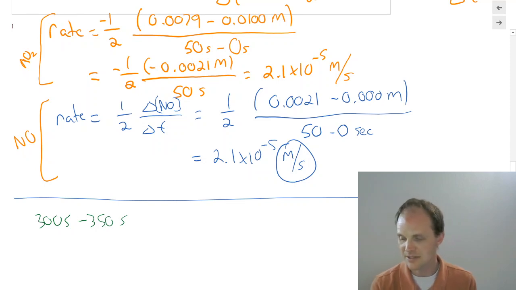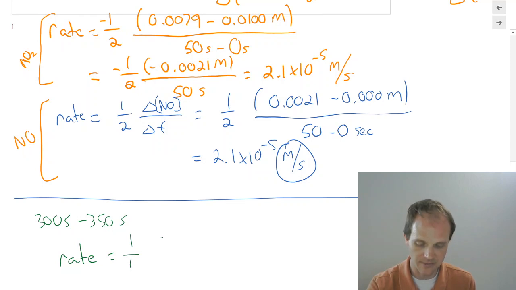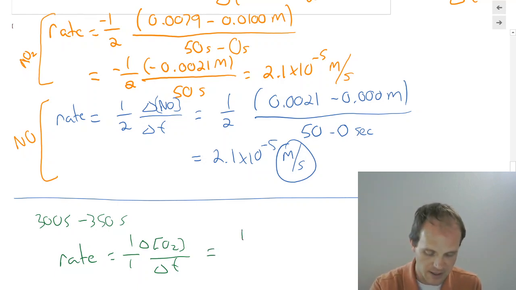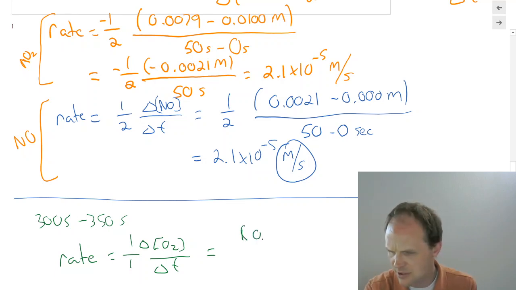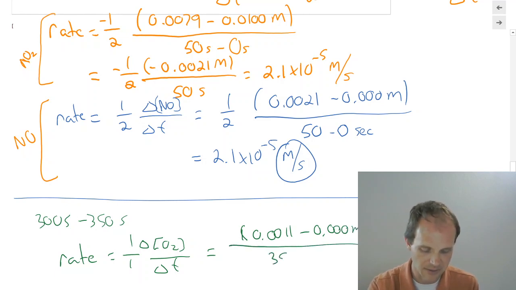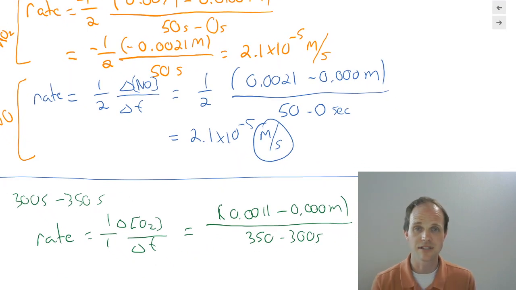What is that going to be? Let's go ahead and do it for O2 just because we haven't done O2 yet. The rate is going to be 1 over 1 times the change in the concentration of O2 over a change in time. If we go back up to that table, we figure out that our ending concentration of O2 was 0.0011. Our starting concentration was 0. And our time here is going to be 350 minus 300 seconds. And it looks something like that.